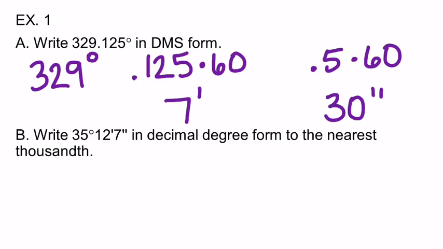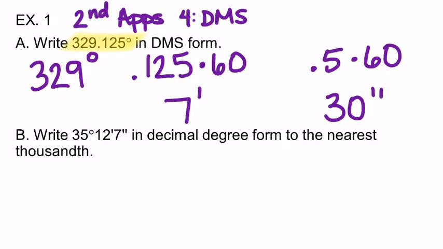Another way that you can use your calculator as well is if you type in 329.125 and then on your calculator you type second and the apps button, option 4 is DMS, or to convert to DMS. So after you hit enter, then it's going to take that decimal and convert it to degrees, minutes, and seconds for you. Now, unfortunately, the calculator doesn't work the other way, and we can't convert backwards.